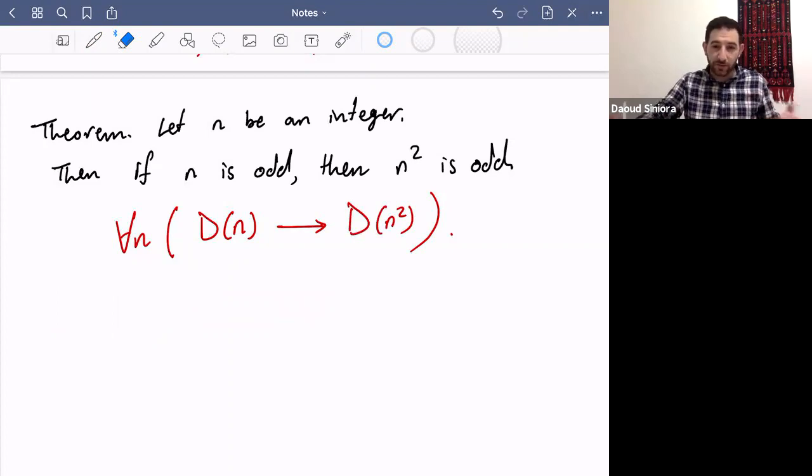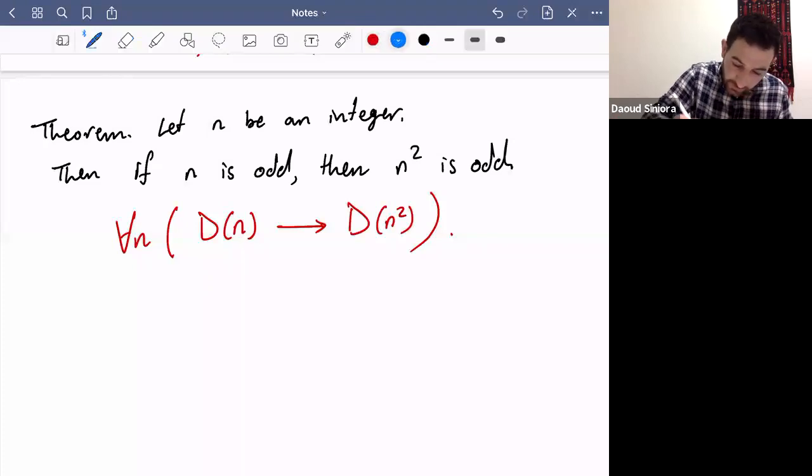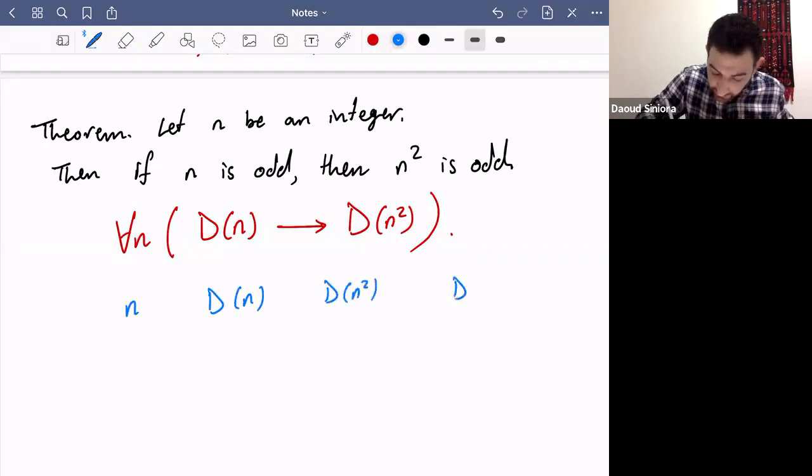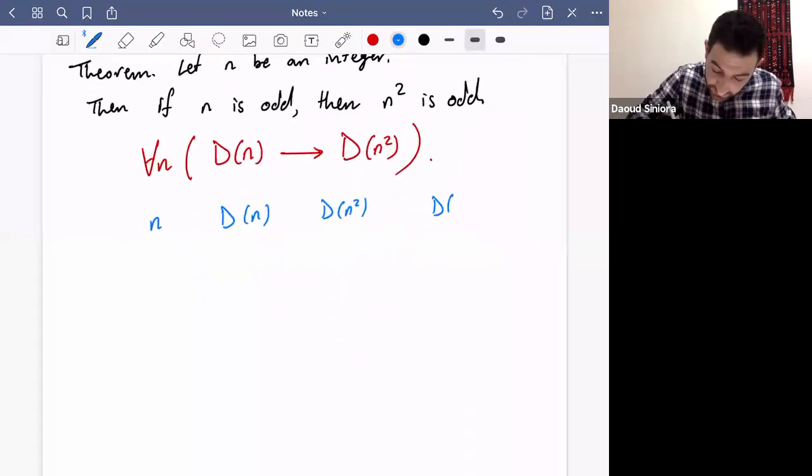It starts with the universal quantifier, so this is a universal statement. And we want to show that for every integer n we choose, if n is odd, then n squared is odd. And so we can start testing that every integer has this property. Let me say here is n, just quickly to get a sense of the statement. Here is D of n, here is D of n squared, and here is D of n implying D of n squared.